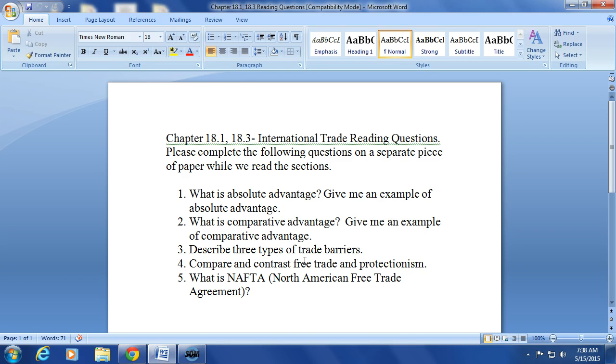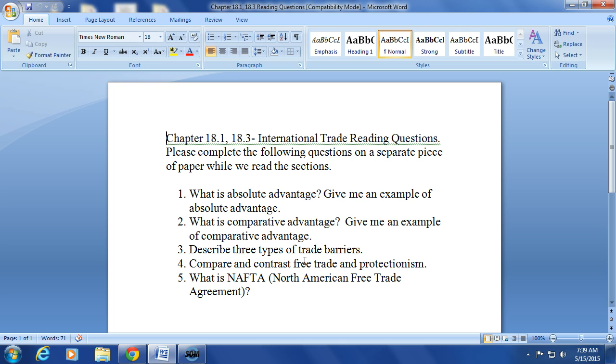So the important thing to understand with international trade, what economists have found, is that countries will specialize where they have the comparative advantage, where they give up less to produce, and then they'll trade, and they'll both become better off. And that is the basis behind international trade theory.